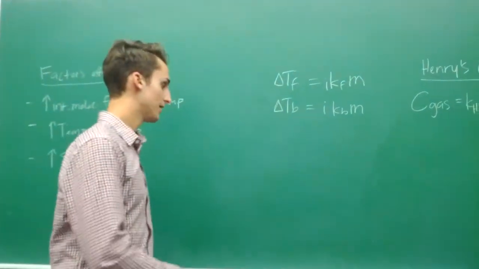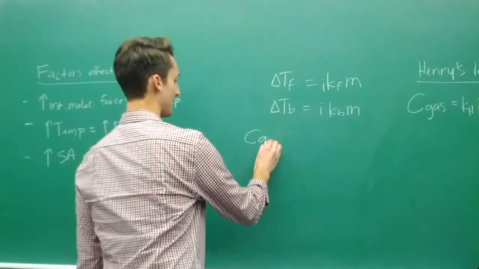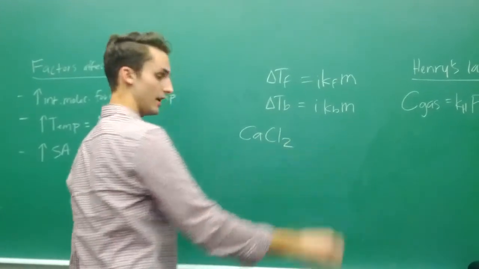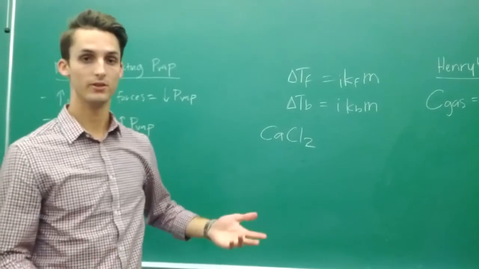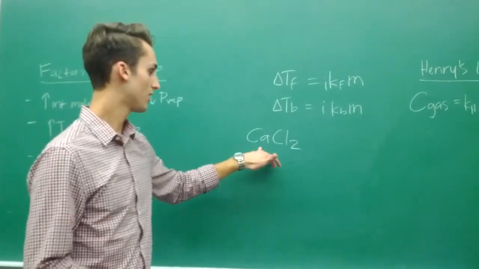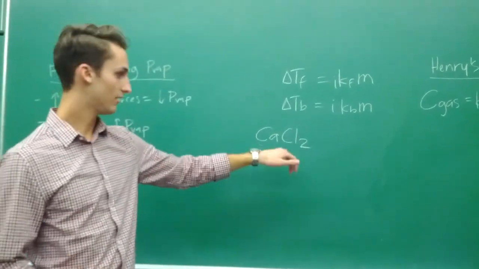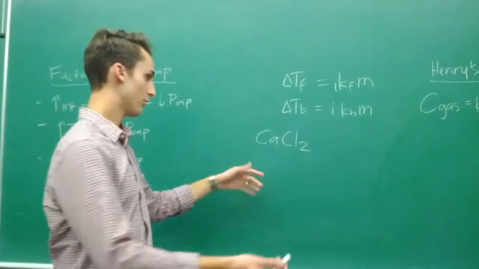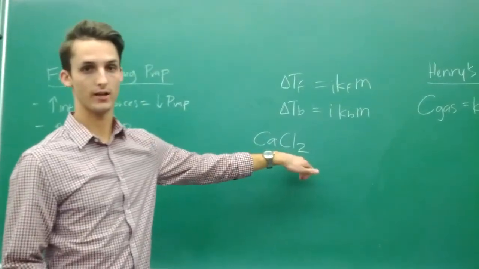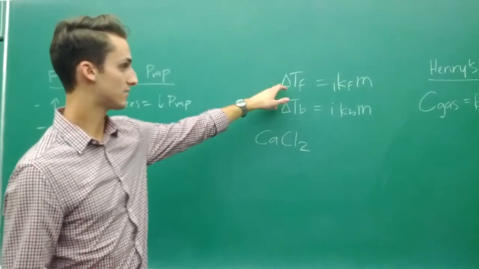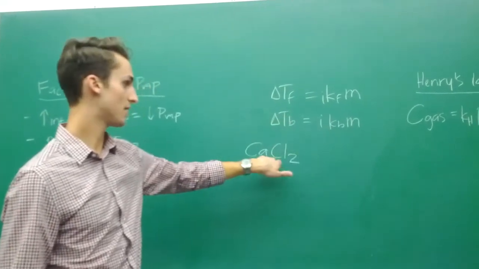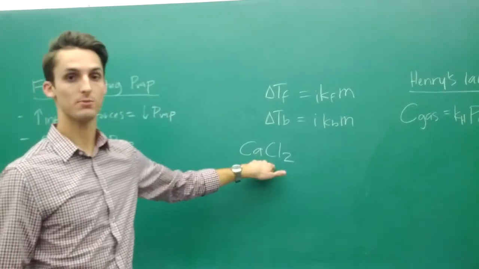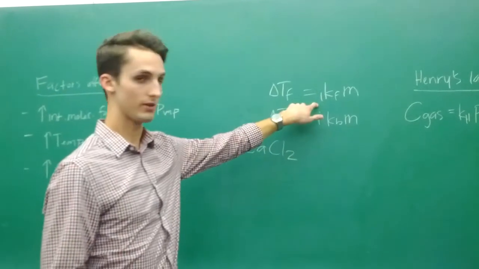So for example, let's say I was going to dissolve calcium chloride in water. Calcium chloride is a strong electrolyte, so it will completely dissociate in water. And so how many ions would be formed here? There would be 1 calcium ion and 2 chloride ions. So when we use these different equations, our Van't Hoff factor, again, is the number of ions formed. So for this particular example, it would be 3.